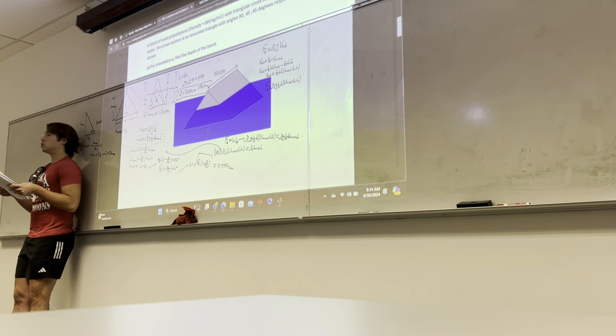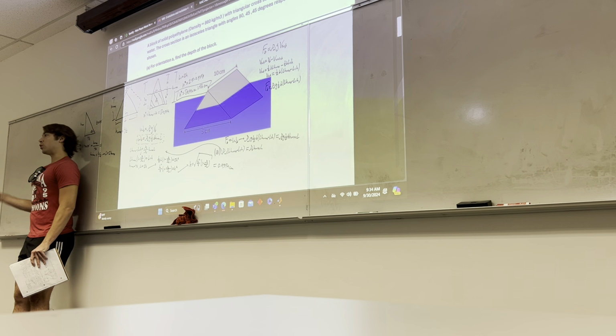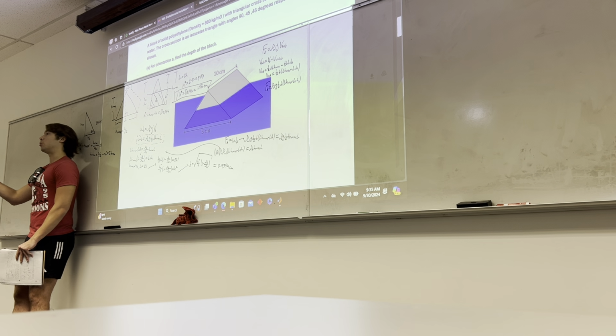I just wanted to ask if the shape of the object matters at all for buoyancy. The actual shape, no, it's just the volume. It can be whatever crazy shape you want, where you'd have to integrate over some weird parameters. Doesn't matter the shape, just the volume is all that matters.